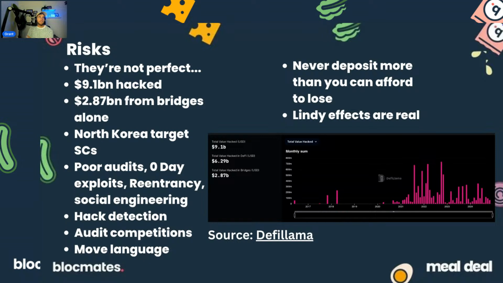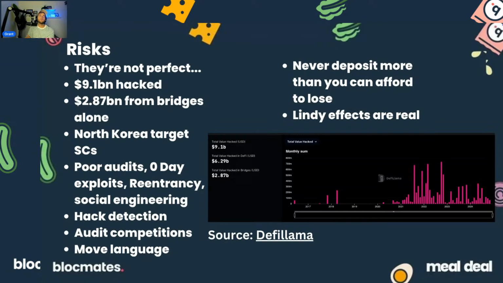So there's been a huge portion of bridges that have been hacked, and they are running on smart contracts. North Korea, yes, it is true, North Korea do have huge coordinated attacks on the industry, and they seem to have found a lot of vulnerabilities within smart contracts, which is kind of wild to think about.